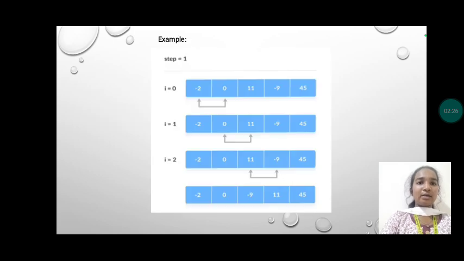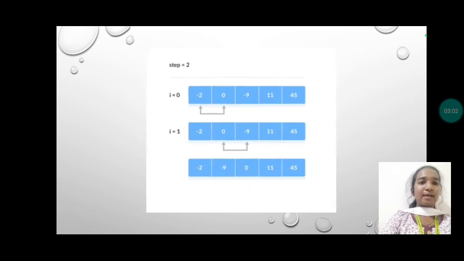Now the example is about bubble sort. Step 1: if i equals 0, the numbers are -2, 0, 11, -9 and 45. We have to compare and swap the first two elements if the first element is greater than the second element. If i equals 1, if the second element is greater than the third element, then we have to swap. If i equals 2, if the third element is greater than the fourth element, then we have to swap.